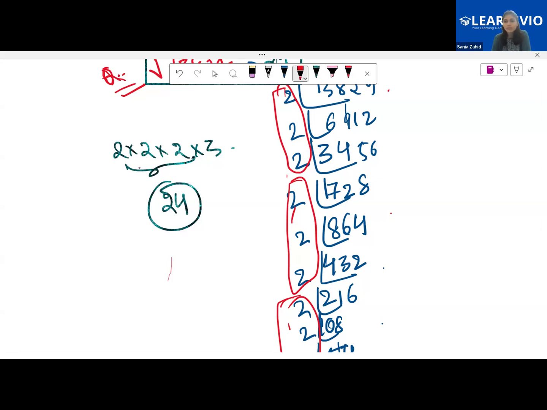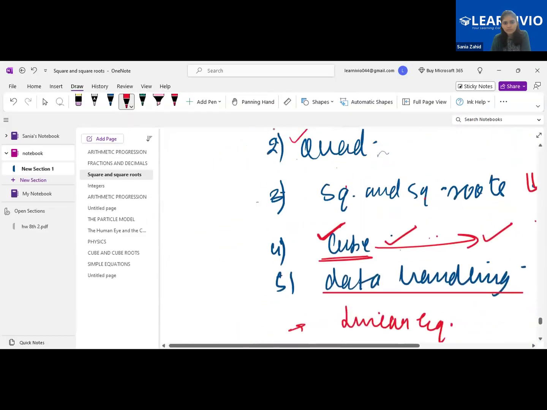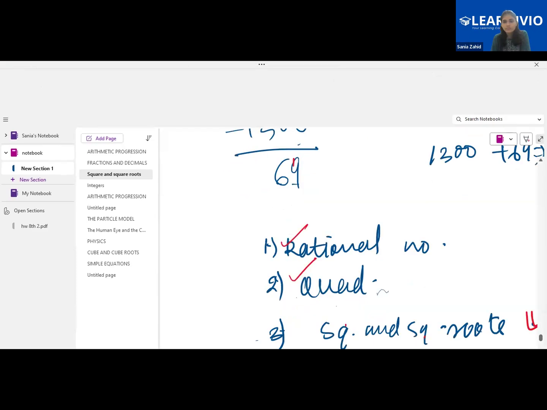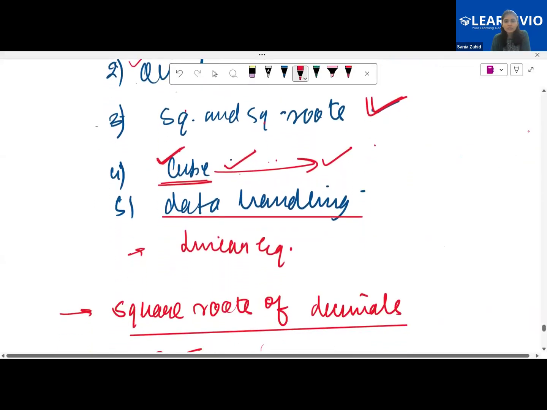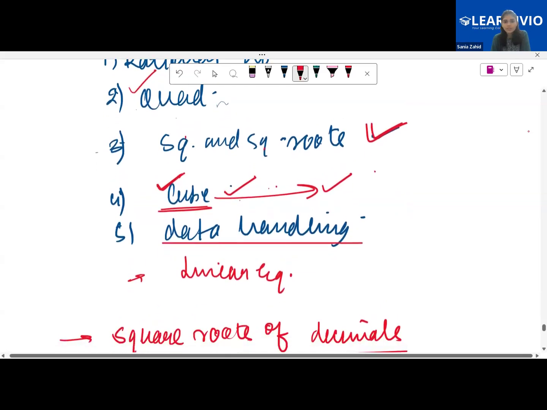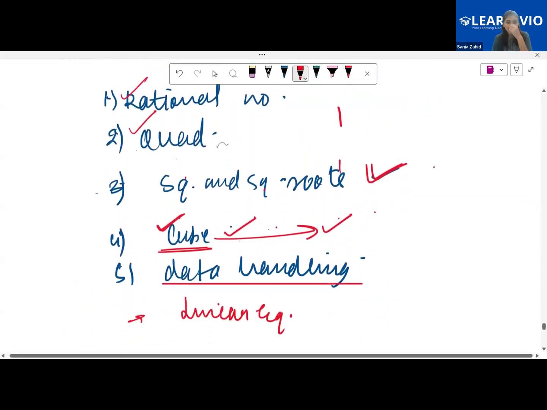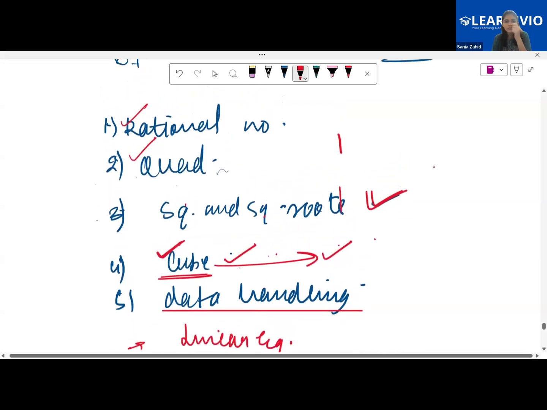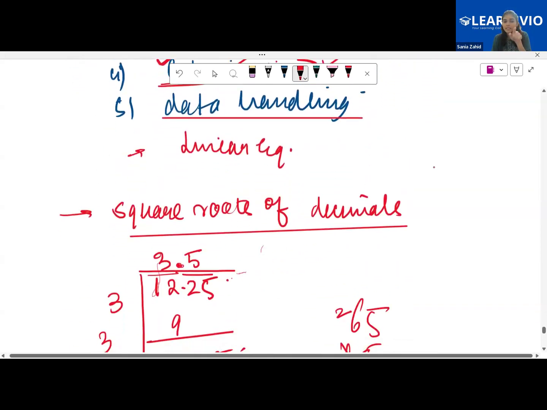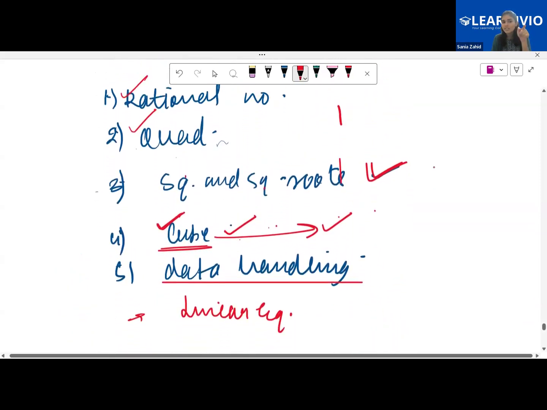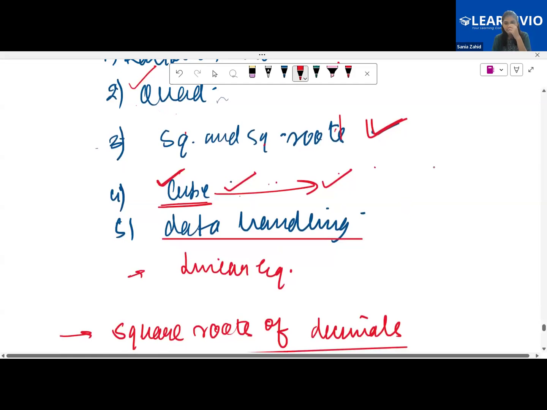We decided on the next chapter. What was the next chapter? Data handling. Okay. Give me a minute. Here is our syllabus. So we've done cubes and cube roots. Now we have to do data handling. We will be doing data handling from the next class onwards, and quickly after that we'll be doing linear equations, and then after linear equations we'll go to rational numbers and quadrilaterals.